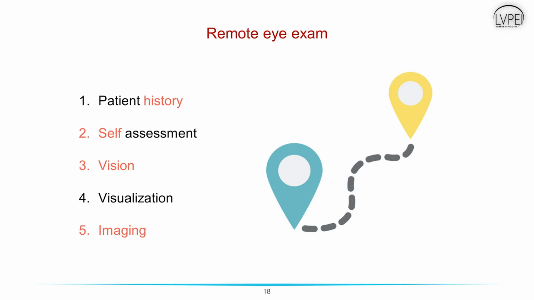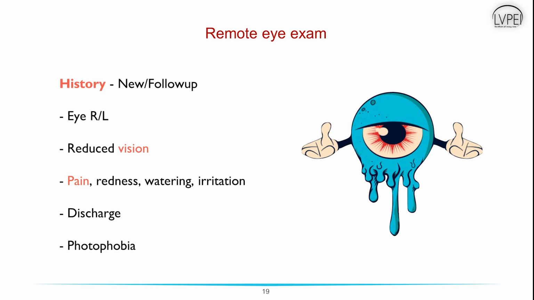Important prerequisites for a remote eye exam include obtaining detailed patient history, including the patient's self-assessment, vision assessment, and asking the patient or care provider to assist in the visualization and imaging. It is important to note in the history if it is a new patient or a follow-up patient, also to note the details concerning the affected eye, vision, and the detailed note of all the symptoms.